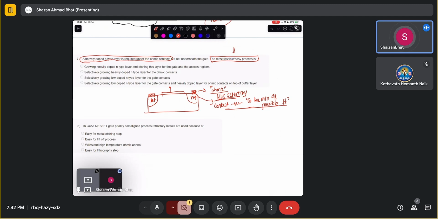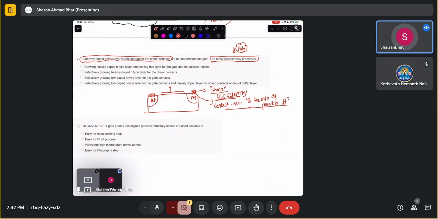I mean, it's basically a fab question. What will be the most easy way to do it? Well, what is the first option? First option is growing heavily doped n-type and etching this layer for the gate and SS region. Selectively growing heavily doped N layer for the ohmic contact, selectively growing low doped.